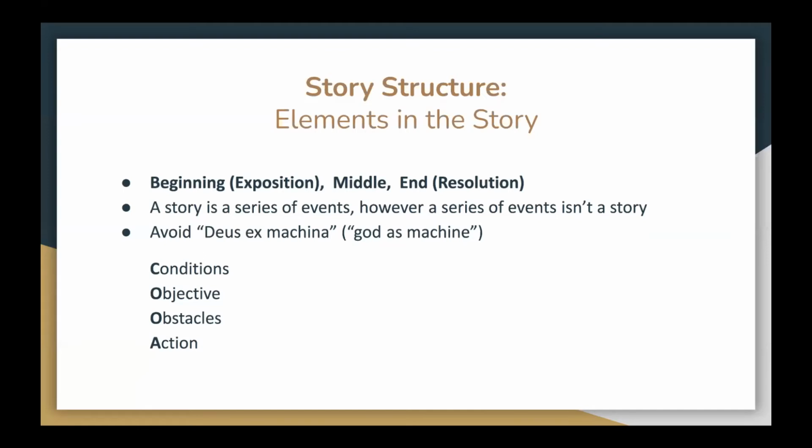Why do we care? What are we going forward to? And then what are the obstacles? What are the obstacles preventing someone from reaching that objective? And then what are the actions that this character takes to overcome these obstacles, based off of the objective, based off of the conditions? So they all build on top of each other, and you have to keep these in mind. Otherwise, your story and your scene is not going to make sense, and your audience is going to lose interest.